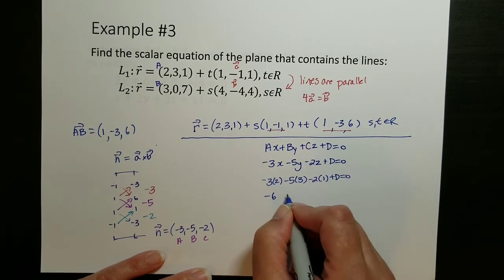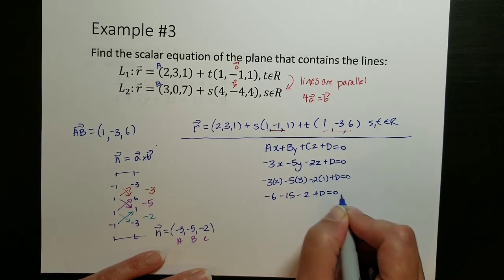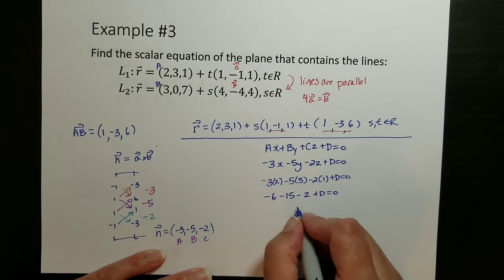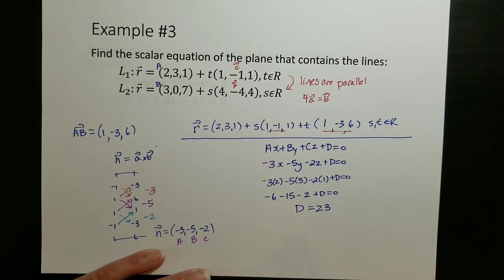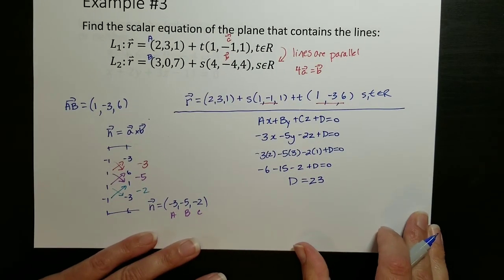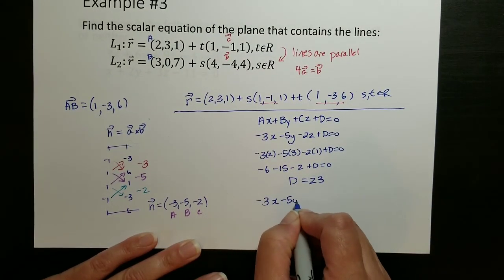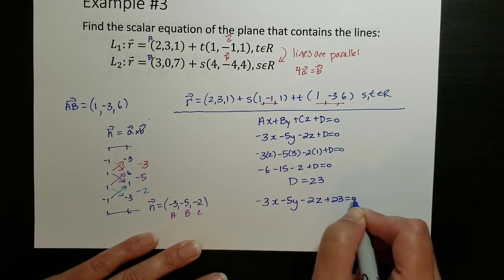And then negative 6 minus 15 minus 2 plus d equals 0. And let's see, that's negative 21, negative 23. When I bring it over, d is going to be positive 23. So then filling in the final equation, negative 3x minus 5y minus 2z plus 23 equals 0.